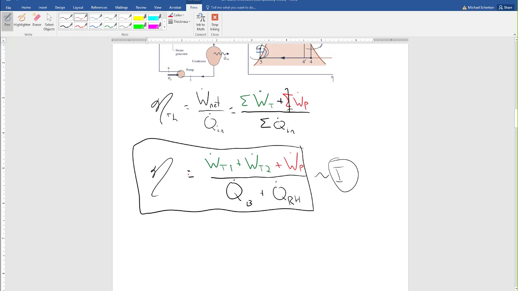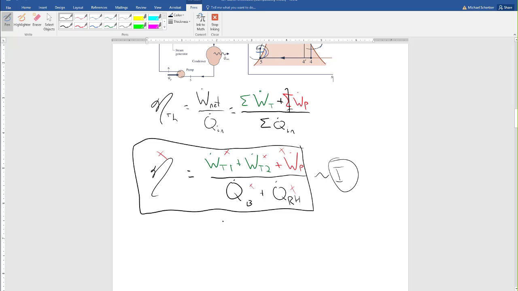The problem, of course, is that I don't know the thermal efficiency, I don't know the turbine power, I don't know the pump power, and I don't know any of the heat transfer. So I got an equation, but I don't know anything about it. So now what do I do? I think, okay, I've got to find the expressions that will tell me what the turbine power, the pump power, and the heat transfer rates are.